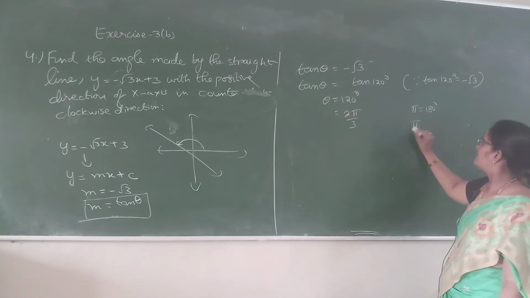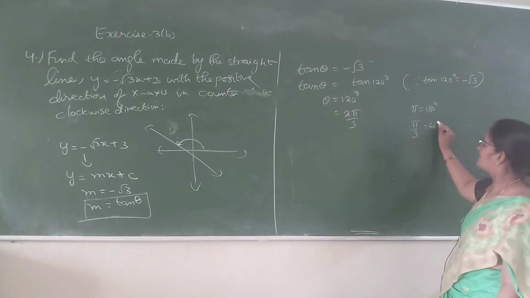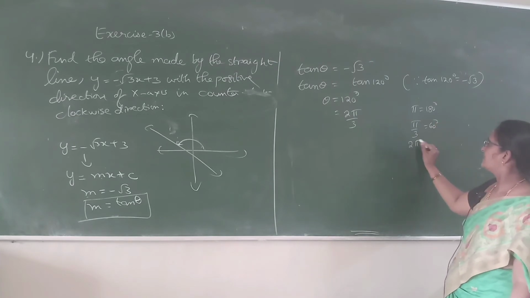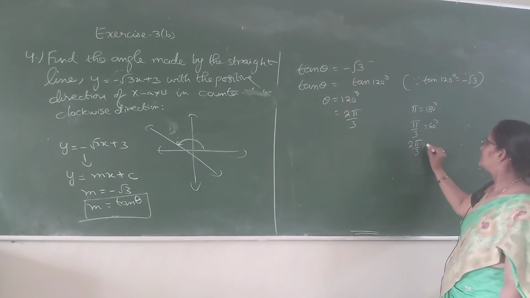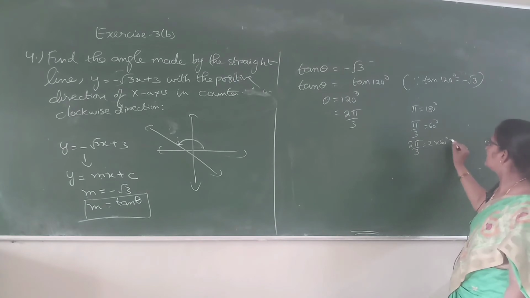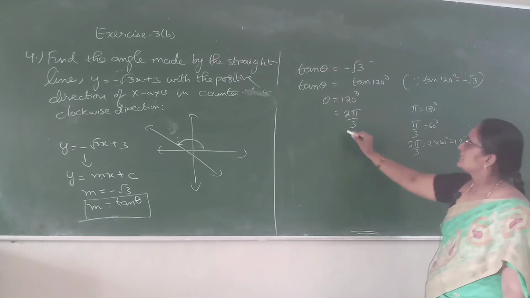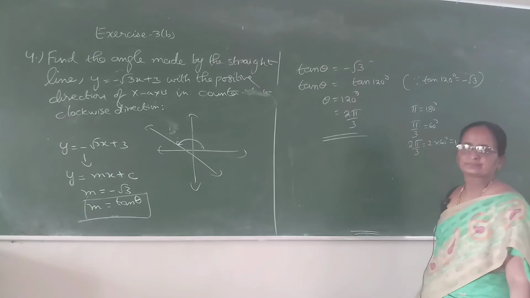So pi by 3 is equal to what? 60 degree. For that reason we can write it as 2 pi by 3, that is 2 into 60 degree is equal to 120 degree. So this is your answer.